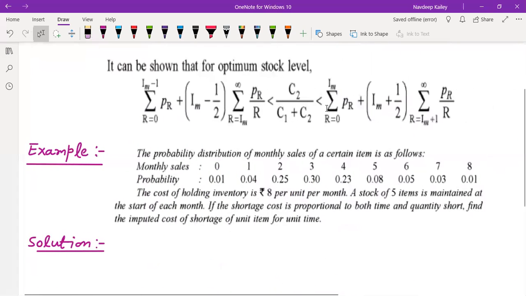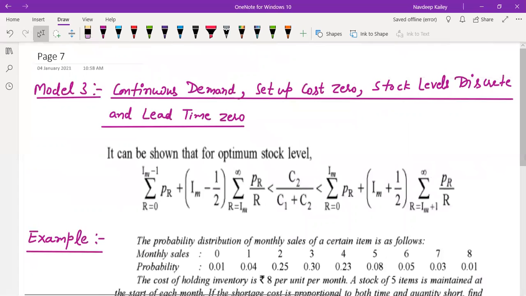Now I am going to discuss model 3, that is the third model, in which demand is changed. We discussed two models in which demand is instantaneous: the first model in which stock levels are discrete, and the second model with instantaneous demand and continuous stock levels. Now I am going to discuss model third, in which demand is continuous, setup cost is zero, stock levels are discrete, and lead time is zero. I am not going into the derivation part of this model.